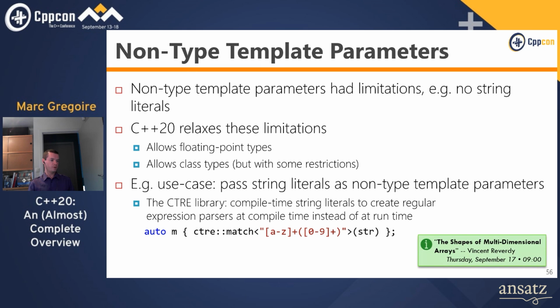And one example use case is the CTRE library, the compile time regular expression library. And thanks to non-type template parameters, the lifting of the limitations, what that library is able to do is you can construct a match object and pass it a regular expression as a non-type template parameter. And by writing this, the regular expression is parsed at compile time, and your match object is constructed at compile time instead of at runtime.